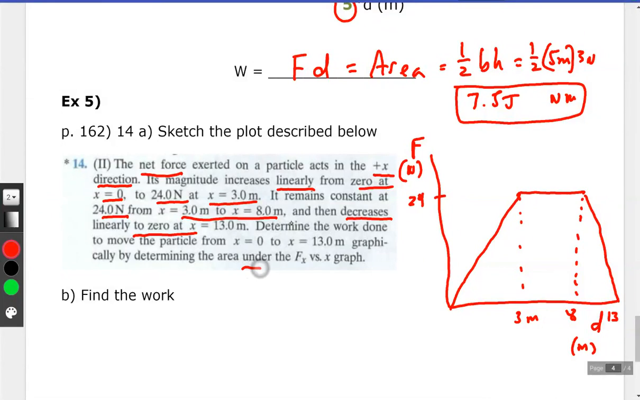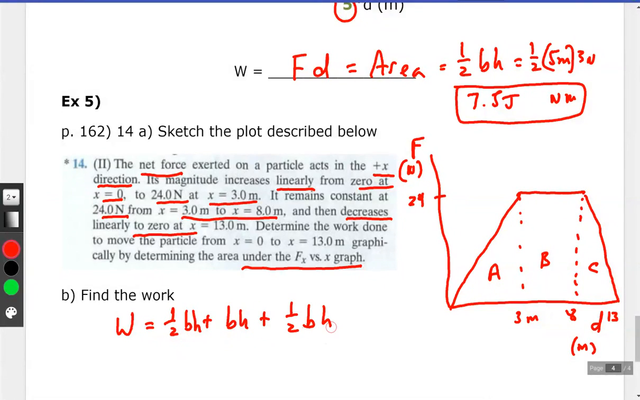All right, so determine the work by determining the area under the graph of the F versus x plot. So what is the work? Well, the work is simply the area of the triangle, the rectangle, and the triangle. So the work is just the area. So this triangle, we'll call it A, B, C. That's 1/2 base times height plus base times height plus 1/2 base times height again. And so the work is 1/2, the base is 3 meters. The height is 24 newtons.